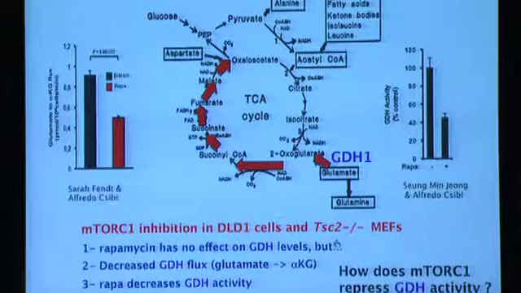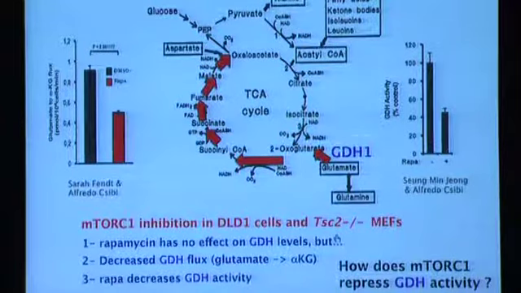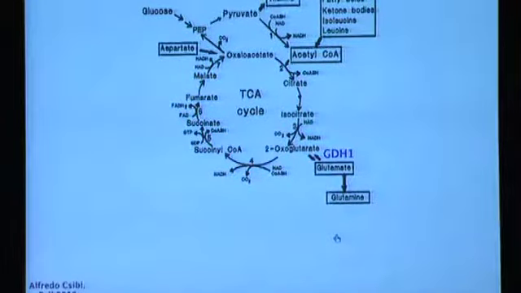So, now we have the question of how does TORC1 regulate GDH activity? We know that TORC1 doesn't directly phosphorylate GDH. And this took advantage of the fact that Marcia Haigis had previously shown when she was in Leonard Guarente's lab that SIRT4 can directly inhibit GDH activity by ADP-ribosylating activity. This is independent of its deacetylase activity.